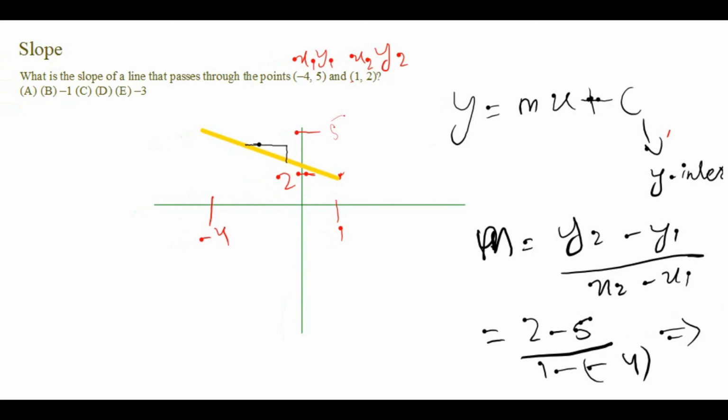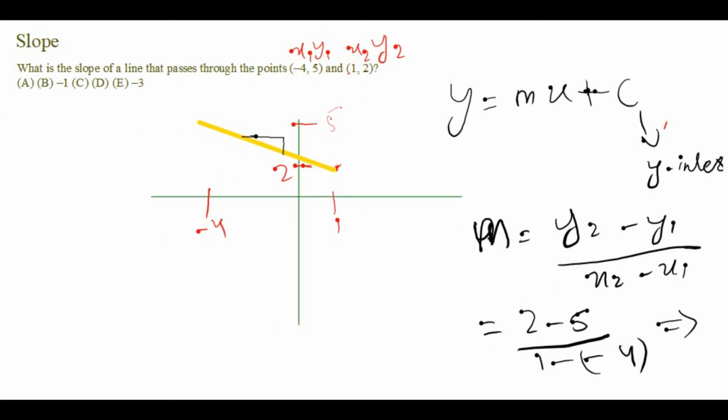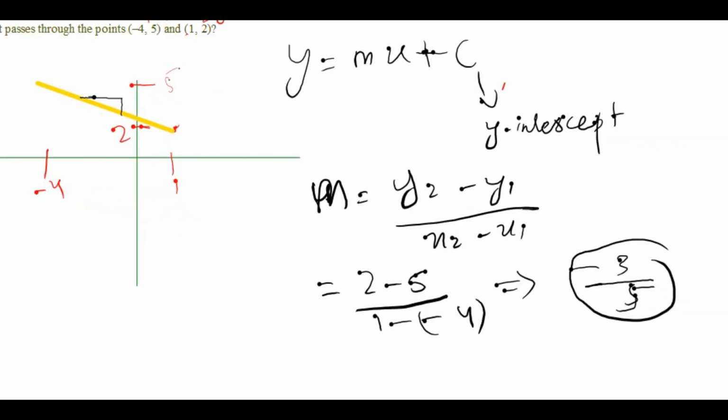Let's see if we have any options. Okay, we don't have any right now. I think the point 1 is missing over here, so the answer would be the same. This would be the answer, minus 3 upon 5.